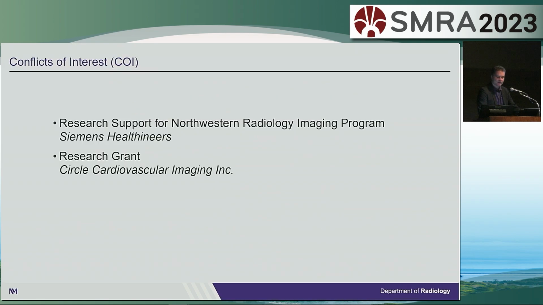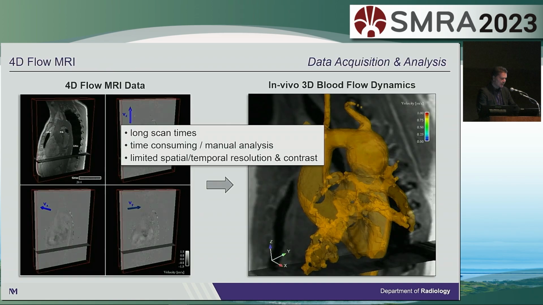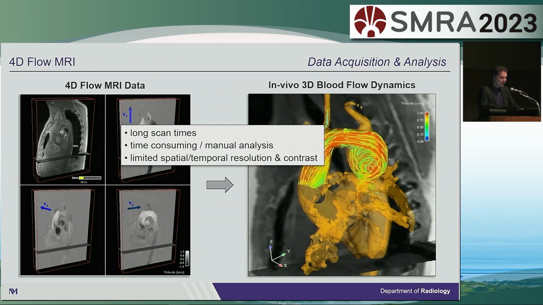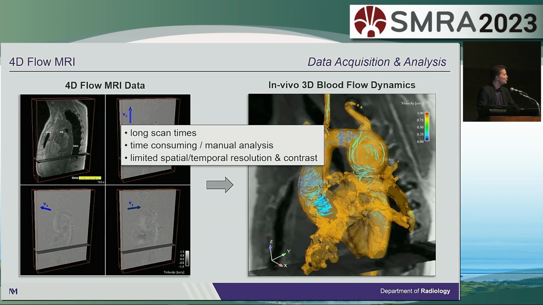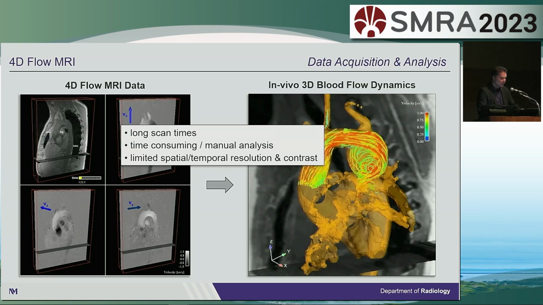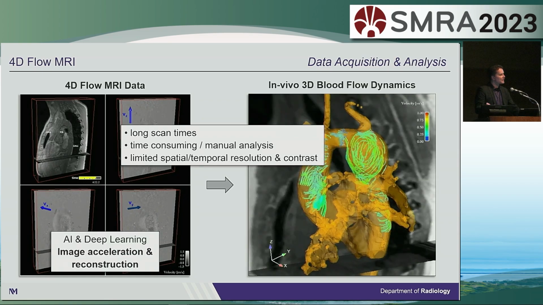So these are my disclosures. If we think about flow imaging, and this is an example of something I've been involved with over many years, this is 4D flow MRI. As you can see here, there are really two aspects if you think about flow imaging and where AI could make an impact. One is the acquisition side of things, where you could look at AI for coming up with different concepts for imaging acceleration and reconstruction. I will talk about this.